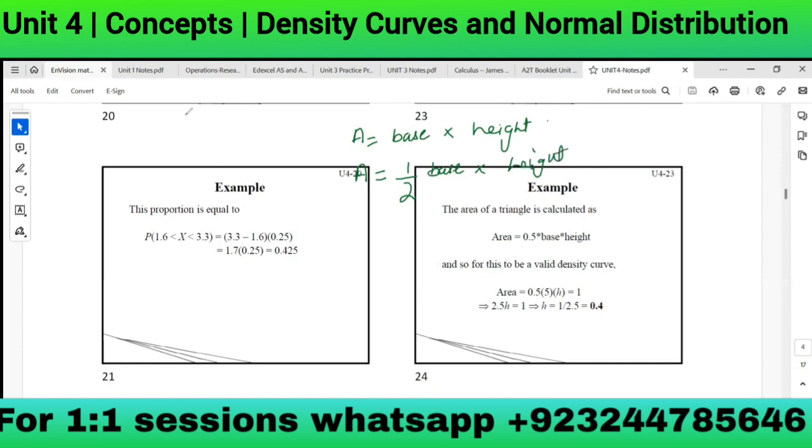Why does this happen? Because this is a rectangle, and when we divide it into two halves, we get two triangles. So when we divide the rectangle into two halves, we get one triangle. Therefore, the triangle area should be divided by 2. So the area of a triangle is 0.5 base times height. So this would be 0.5 times 0.5 times h is equal to 1.